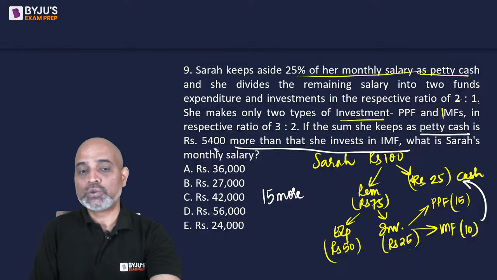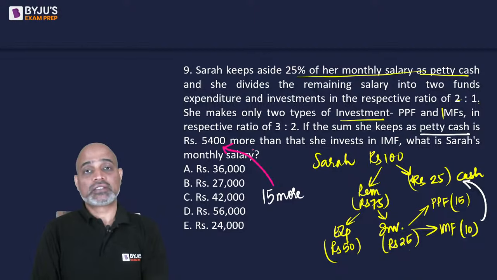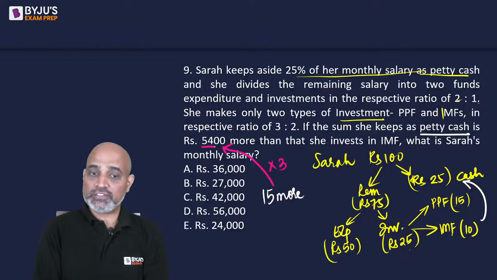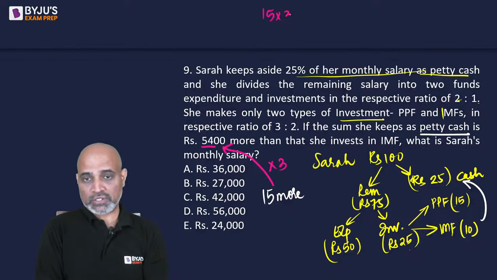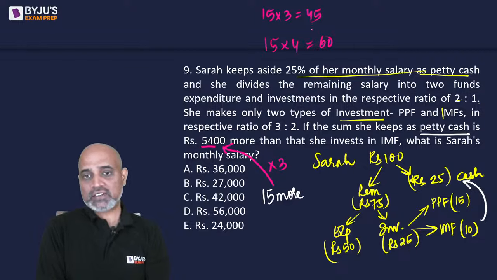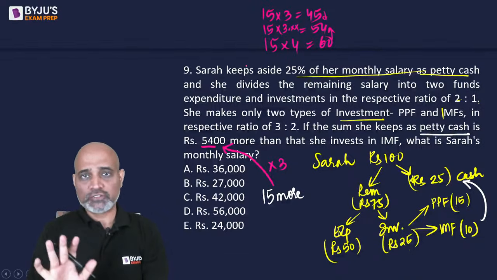But then what we do is we go and check how much it actually is. So 15 into 3 is 45. We need a 54. 15 into 4 is 60. But if I need a 54, a value between 45 and 60, can I say it's going to be 15 into 3 point something? It should be more than 3, less than 4.